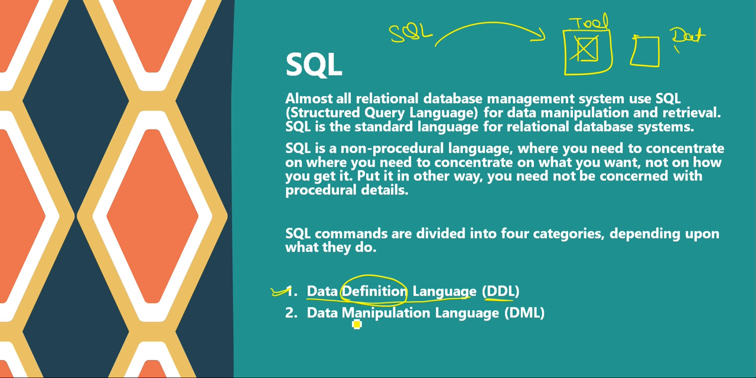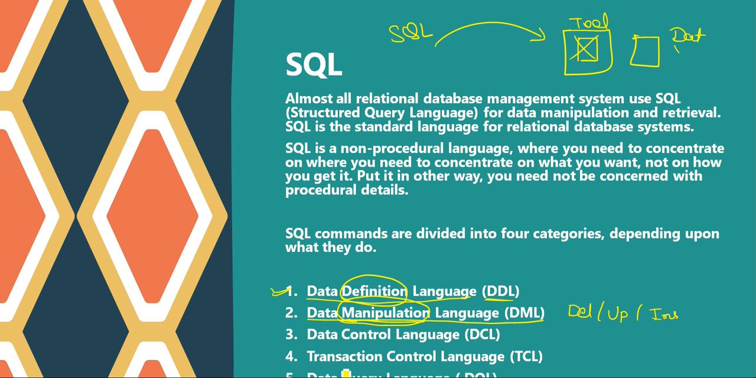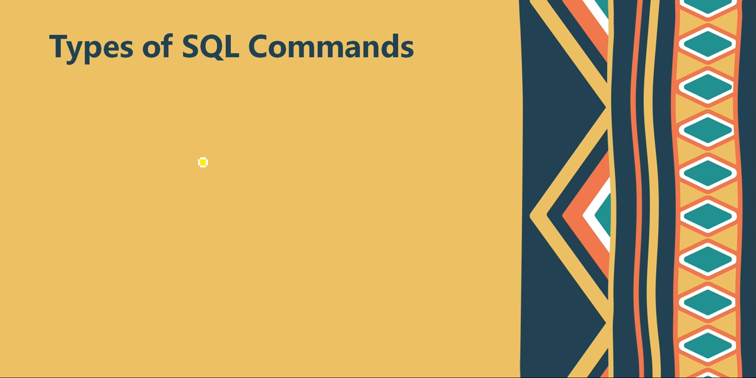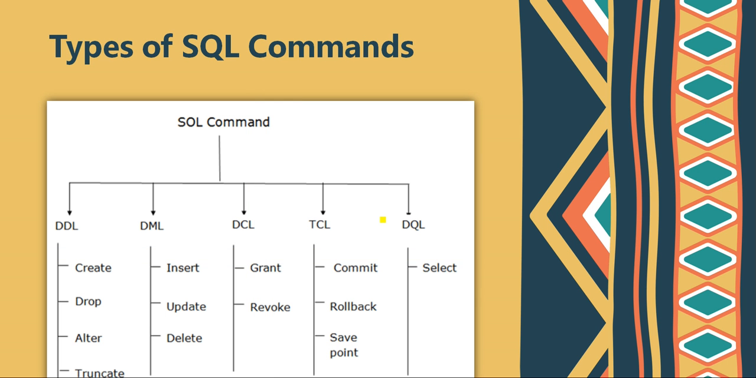And we have data manipulation, meaning all kinds of deletion, update and insert related to data. All kinds of manipulation can be performed using the DML category, data manipulation language. Then we have data control language, transaction control language and data query language. In this class we are going to discuss data query language. So for types of SQL commands, we are going to discuss DDL, DML, DCL, TCL and data query language.